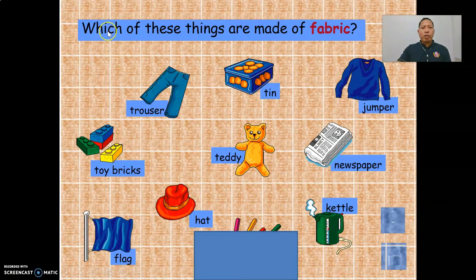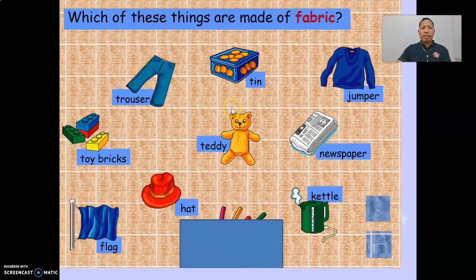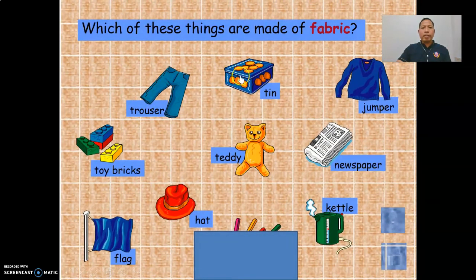Next, let's play again. How about this? Which of these things are made of fabric? Fabric, like this. Now let's see. Trouser. Is it yes or no? 3, 2, 1, go. Very good. Well done. Next. How about the tin? 3, 2, 1, go.